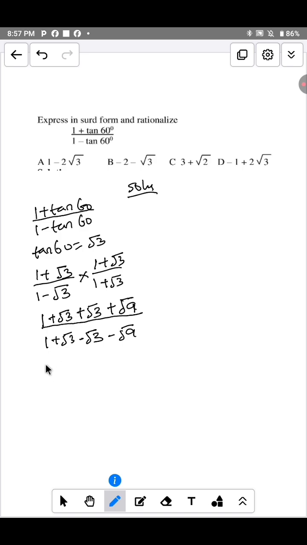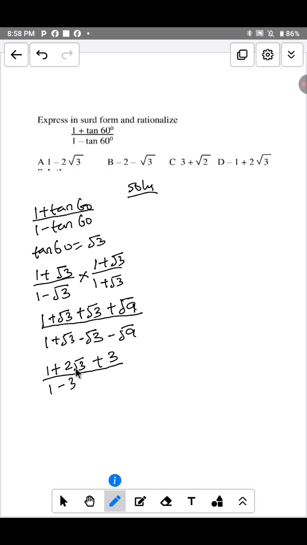So therefore we have our 1, plus 2 root 3, plus root 9, that is plus 3, everything divided by: we have 1 root 3 plus root 3 minus root 3, that gives us 0, so this cancels and gives us 0. I have minus root 9, which is minus 3. That is 1 minus 3, and what do you get? That is minus 2.